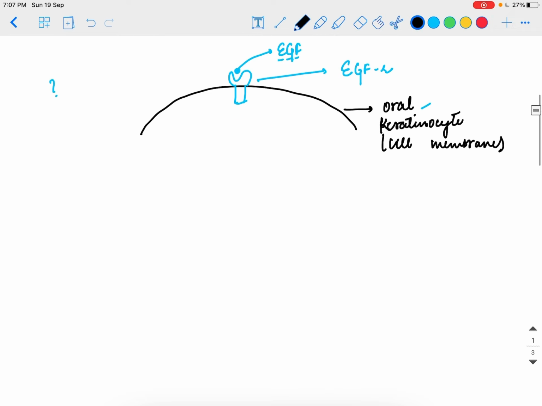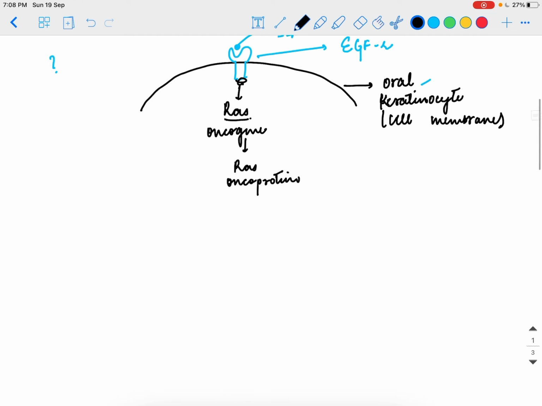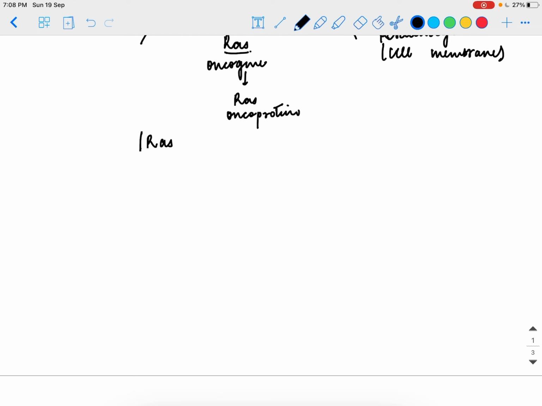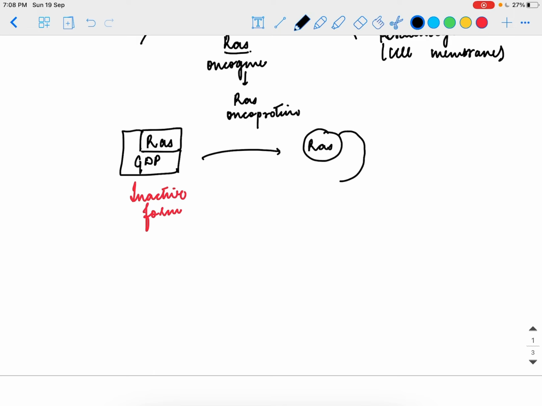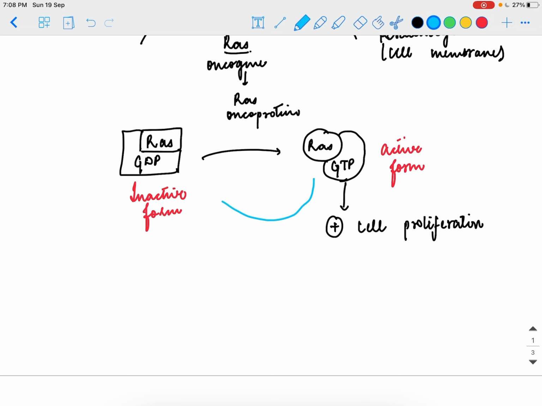Whenever epidermal growth factor attaches to this receptor, there is an activation of the RAS oncoprotein, which is made by the RAS oncogene located on the inner side of the cell membrane of the oral keratinocyte. Normally, the RAS oncoprotein is attached to GDP, that is, it is in the inactive form. But whenever epidermal growth factor attaches to its receptor, it gets attached to GTP. That means it is in the active form and it stimulates the cell to proliferate. So cell proliferation occurs.